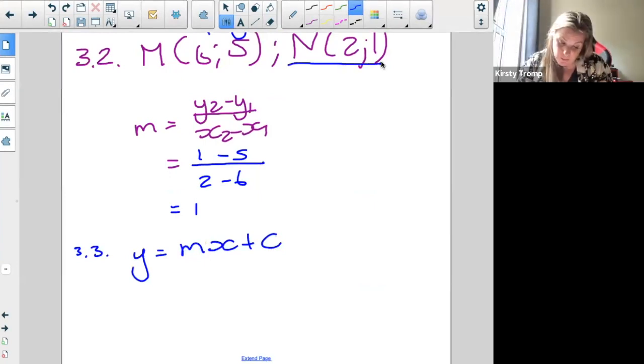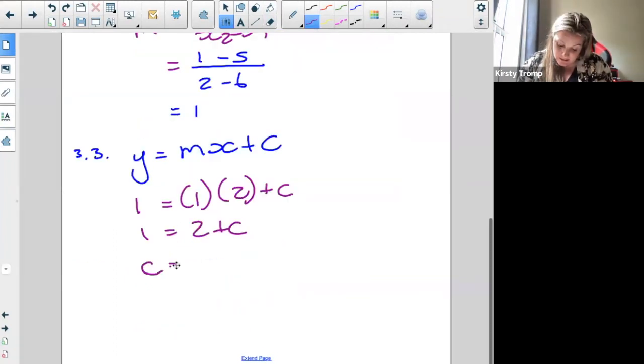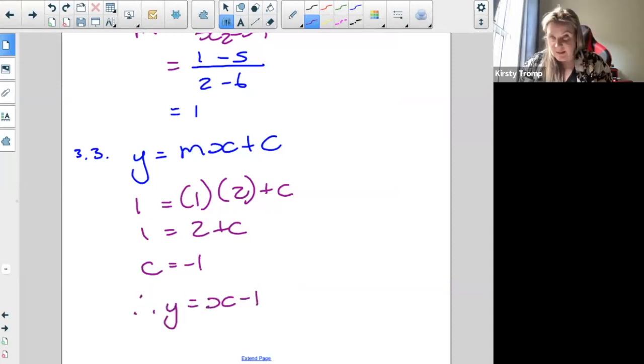I'm going to use N as the point that I substitute in. So for N, instead of y, I'm going to write 1 equals m was 1, x was 2, plus c. So 1 equals 2 plus c, c equals -1. Therefore, y is equal to x minus 1. Okay, nice and easy. Marks for nothing. These are all level 1 marks. All easy ones. Get these easy ones.